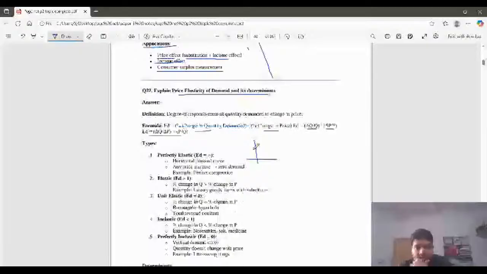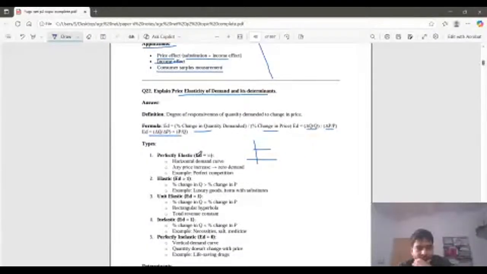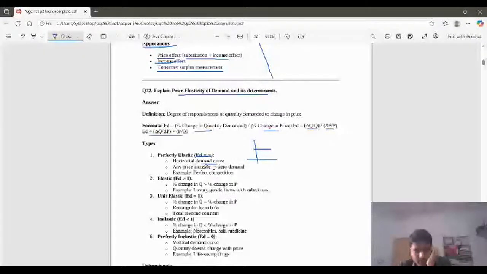You can detect perfectly elastic demand here, where elasticity equals infinity, with a horizontal demand curve. At any price increase, demand falls to zero.